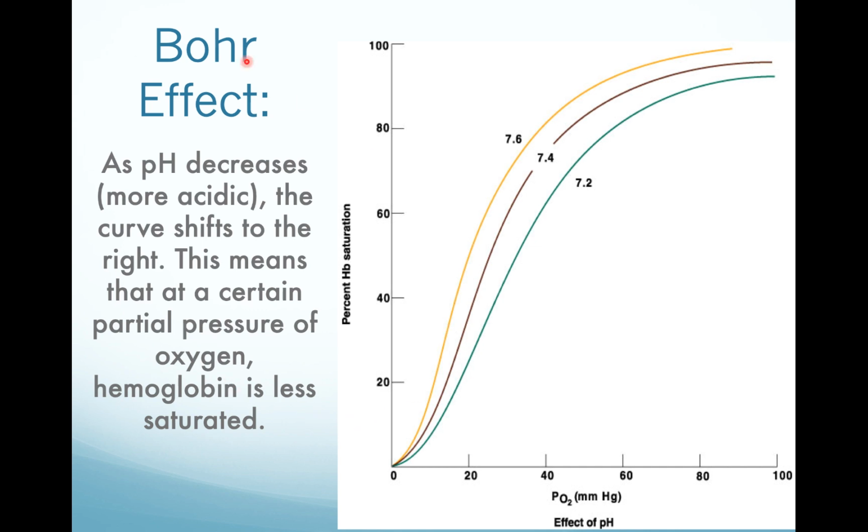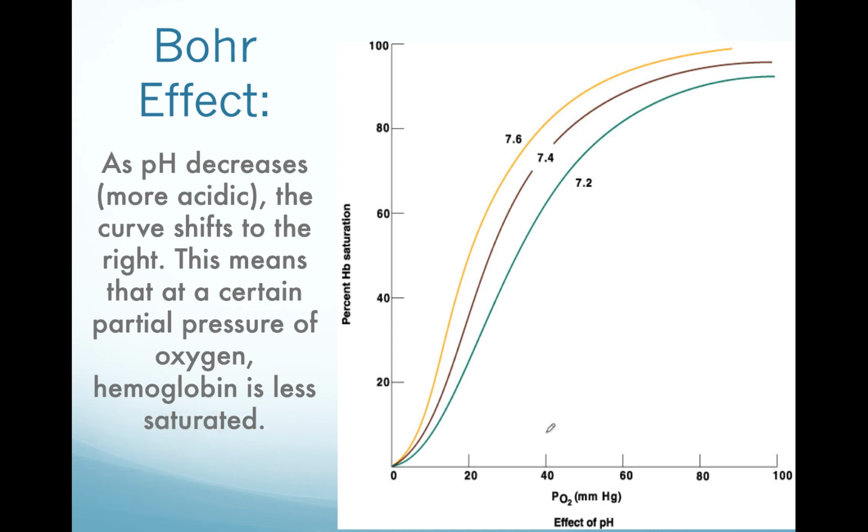This slide here talks about what's called the Bohr effect. This is going to be an effect of pH changes. So the pH of our normal blood is 7.4. Sometimes the blood can become slightly acidic, so 7.2, or sometimes it can become slightly basic at 7.6. I'm going to change my clicker to a pen.